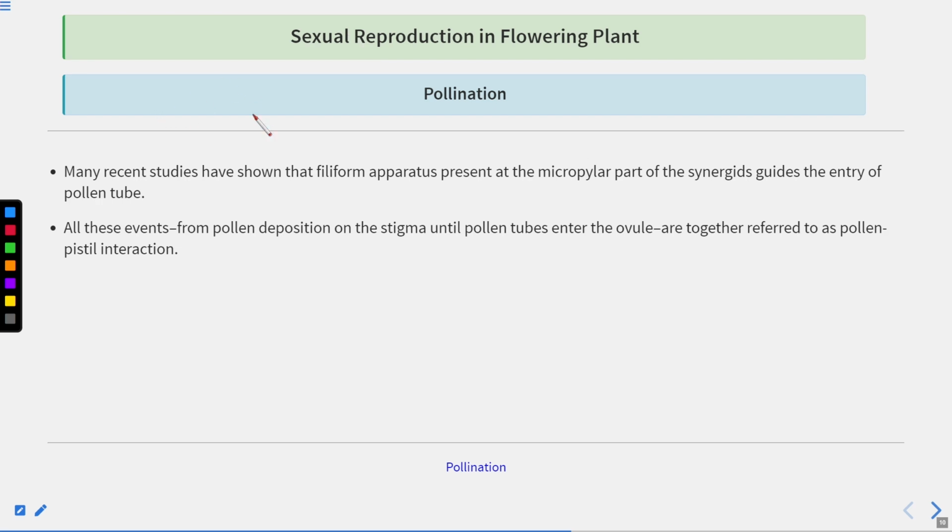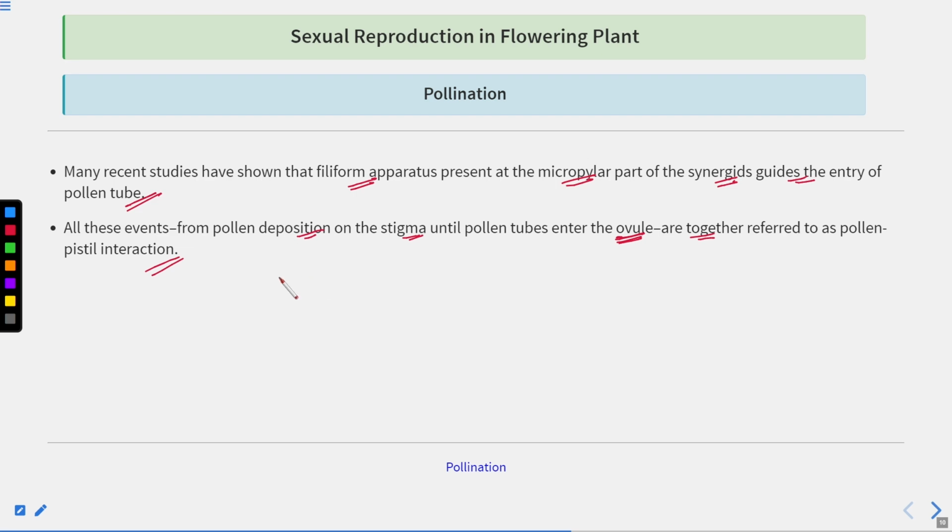Now, many recent studies have shown that the filiform apparatus present at the micropylar part of the synergid guides the entry of the pollen tube. So this is the function of the filiform apparatus. Now, all these events from pollen deposition on the stigma until the pollen enters into the ovule and finally into the embryo sac are together referred to as pollen-pistil interaction.